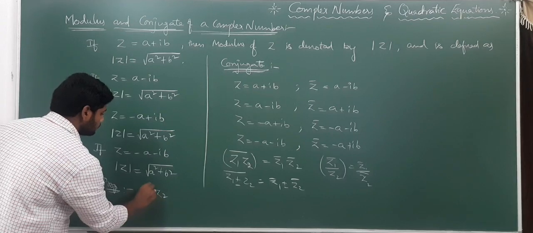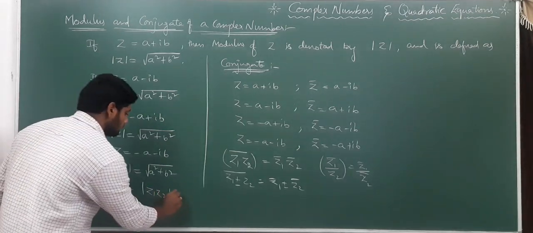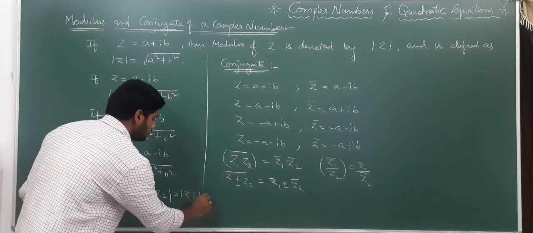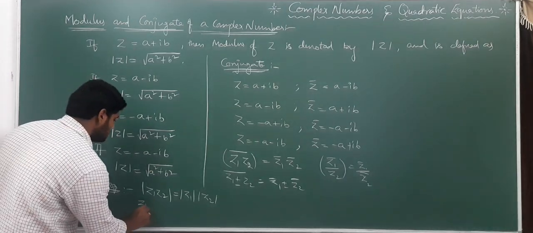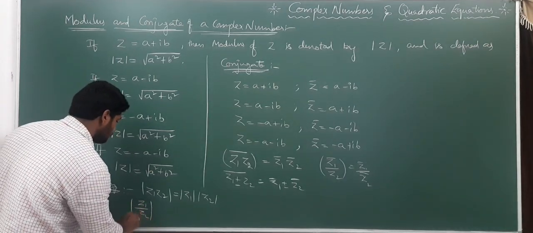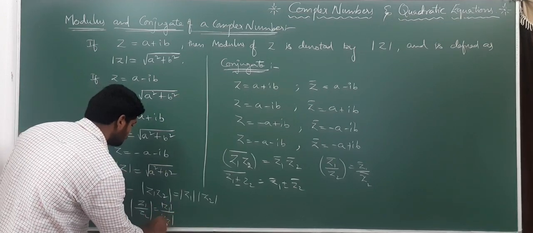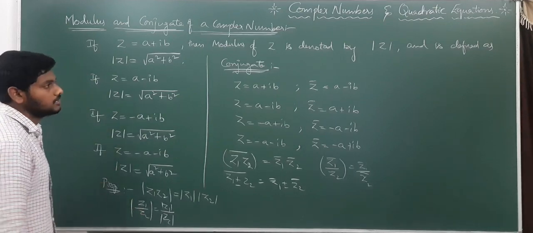Z1, Z2. The modulus of the product of two complex numbers is equal to the modulus of Z1 into the modulus of Z2. So both will get the same value. And again, the modulus of Z1 by Z2 is equal to the modulus of Z1 by the modulus of Z2. So these are the properties of modulus also.